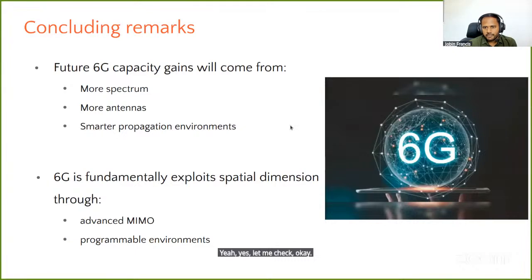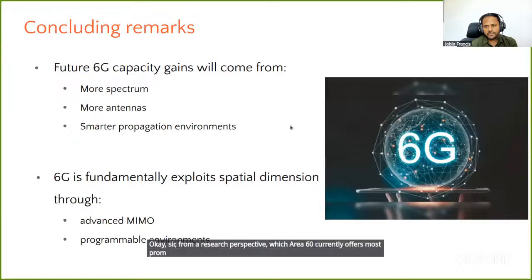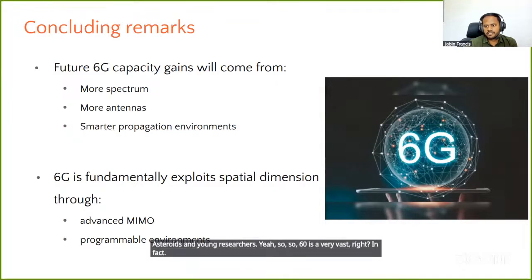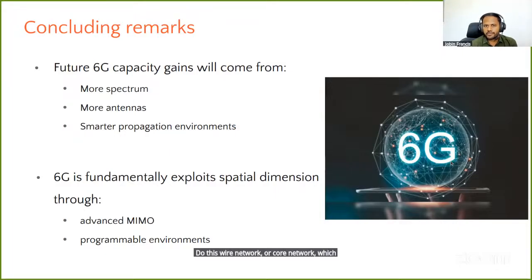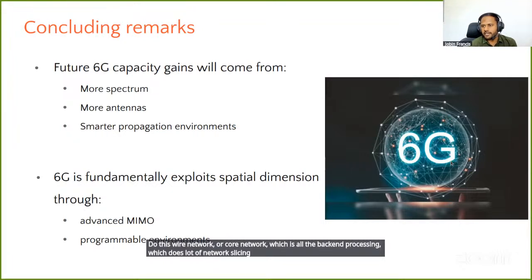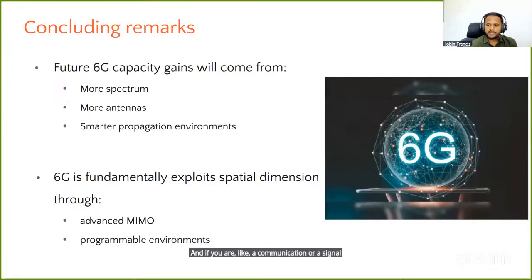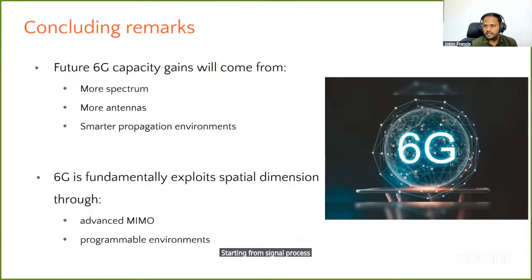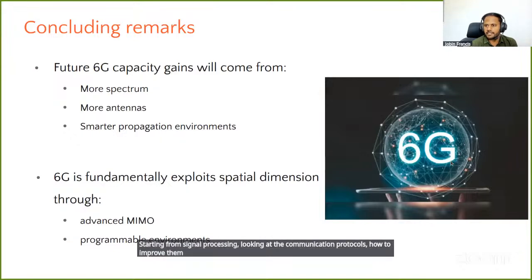Okay, sir, from a research perspective, which area of 6G currently offers the most promising opportunity for postgraduate students and young researchers? Yeah, so 6G is very vast, right? In fact, communication, not just 6G or any cellular network communication, is a vast area of research. You can do wired network or core network research, which is all the backend processing, network slicing, software defined networking, all of that. So if you are from a CS background or networking background, you can do research there. And if you are a communication or signal processing EC person, a lot of signal processing challenges are still to be addressed. So there's a broad spectrum of research problems to address, starting from signal processing, looking at the communication protocols and how to improve them, both on the RF side as well as the baseband side.